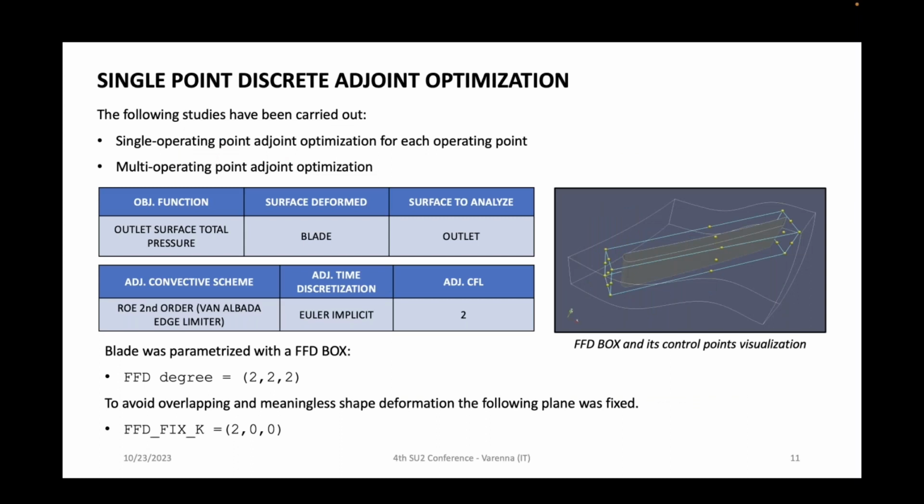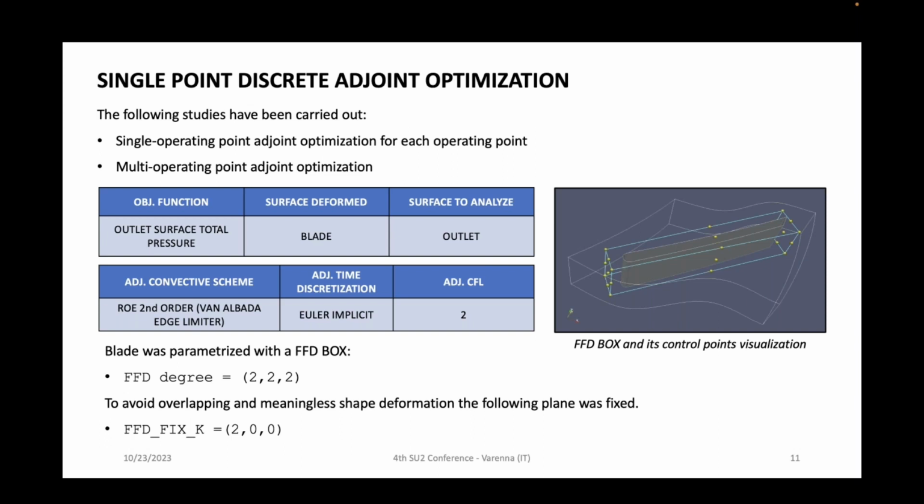We parameterized the blade geometry with our FFD box. We carried out two kinds of studies. The first one, the single operating points, to see if there was indeed a difference between multi and single point optimization. These are also the adjoint settings that were kept the same compared to the direct solution.